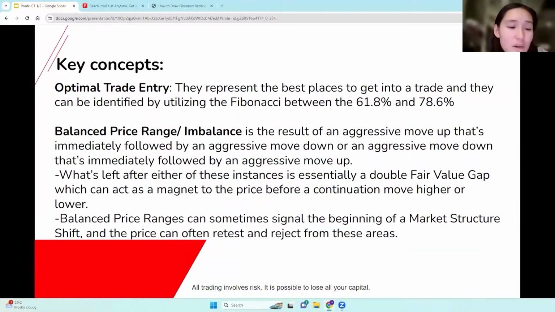Okay, now let me get back to my... after optimal trade entry, the next key concept is a balanced price range or imbalance. This is the result of an aggressive move up that's immediately followed by an aggressive move down, or an aggressive move down that's immediately followed by an aggressive move up.